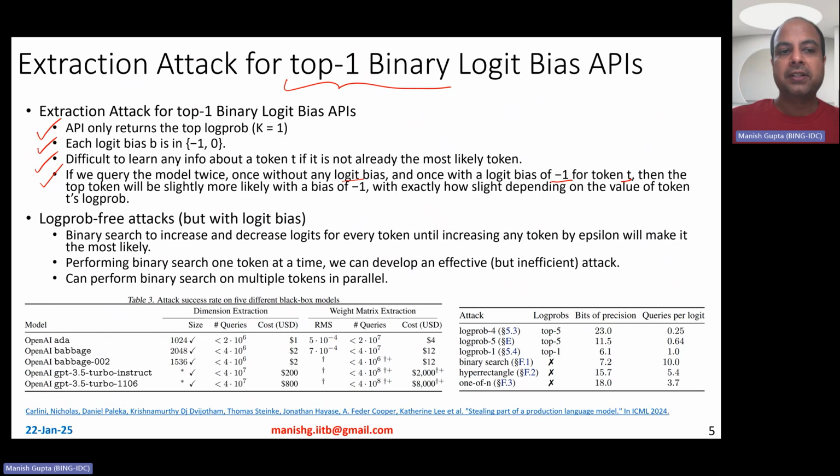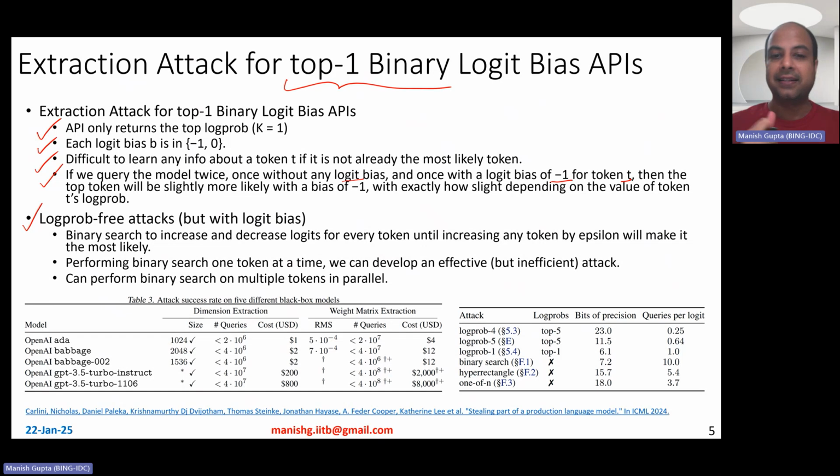Okay. Now, further in this paper, they also talk about how you can essentially do the same things from a log probability free attack perspective. So now the constraint on the API is that it doesn't give you any log probability scores. It just tells you the highest probability token. On the other hand, it allows you logit bias. This time it's not a binary logit bias. It actually allows you various values of logit bias, but it does not give you the log probability scores.